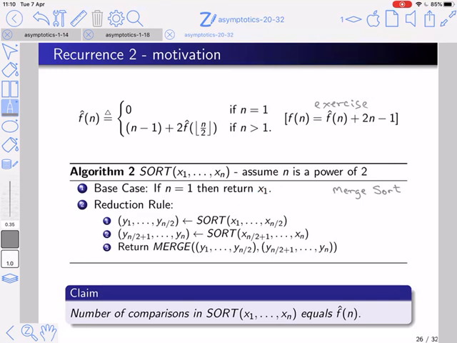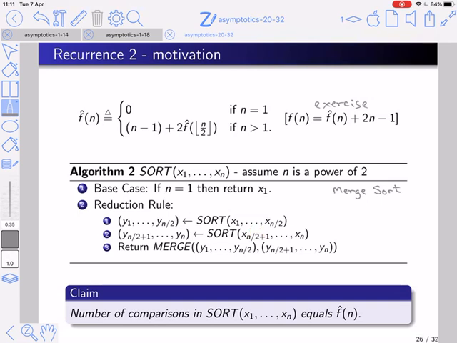The reduction rule: you take the list of numbers, x1 to xn, and you split it into two lists, x1 up to x(n/2), and x(n/2+1) up to xn. So these two lists are of equal length. Their length is n divided by 2. You sort each one of these lists recursively to obtain the sorted lists y1 up to y(n/2) and y(n/2+1) up to yn. The first list is the result of sorting the first half of the input. The second list is the result of sorting the second half of the input.